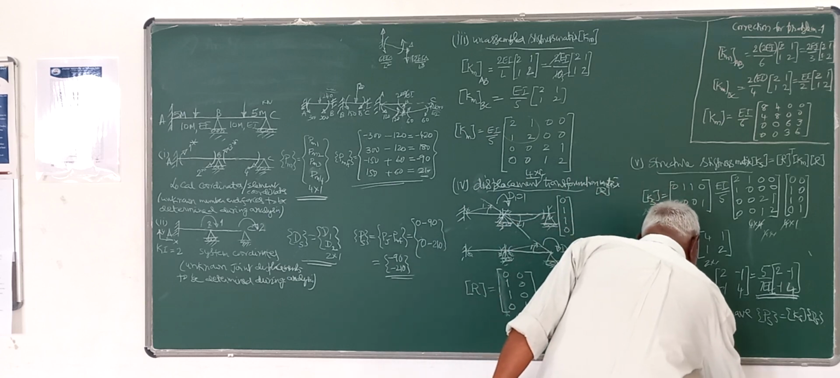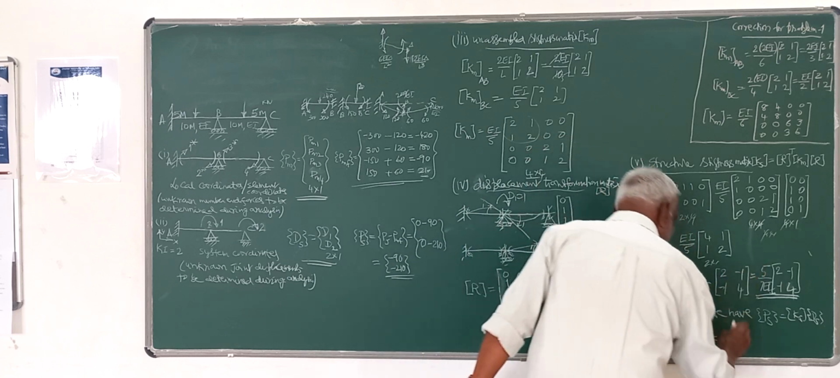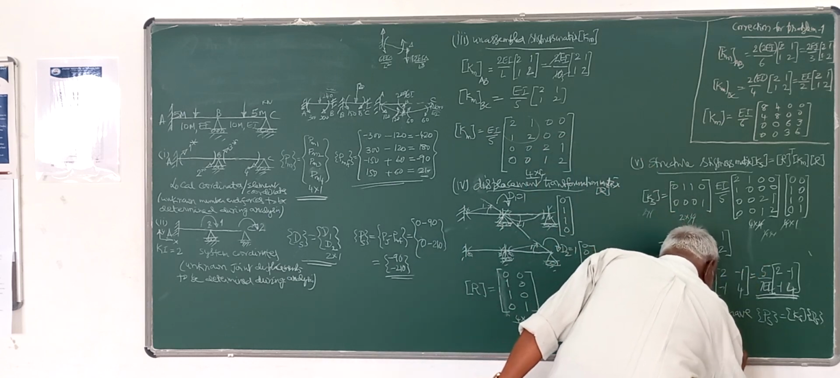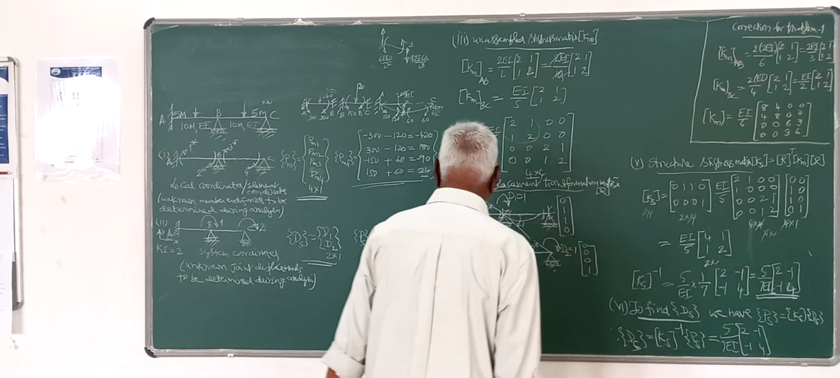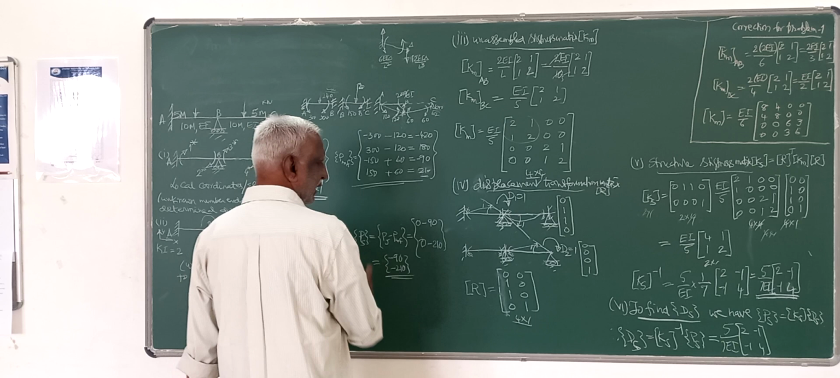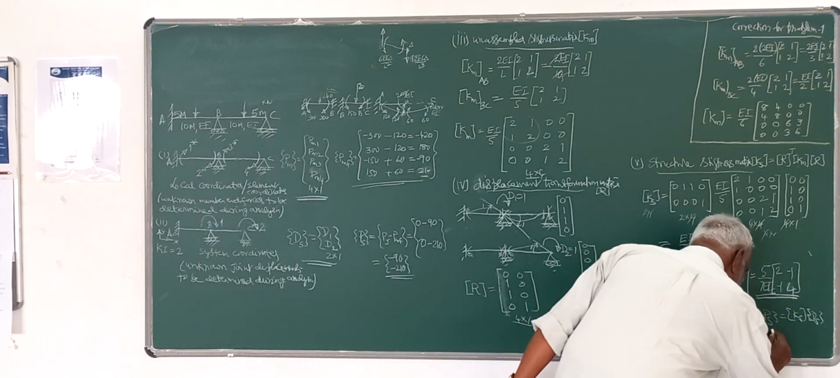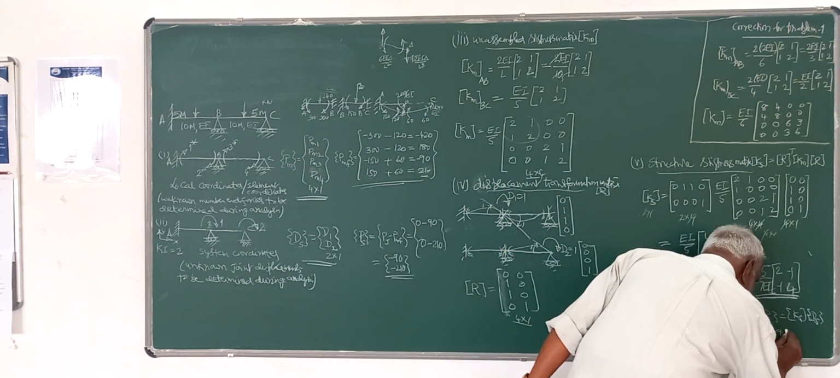So this ds is Ks inverse, which I have done here, that is 5 by 7 EI into 2, minus 1, minus 1, 4, multiplied by Ps. Ps I got here, it is minus 90, minus 210.